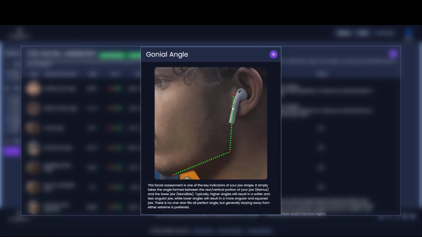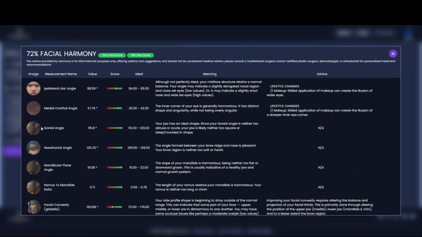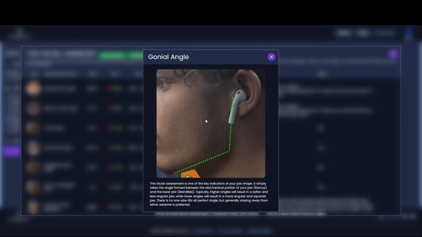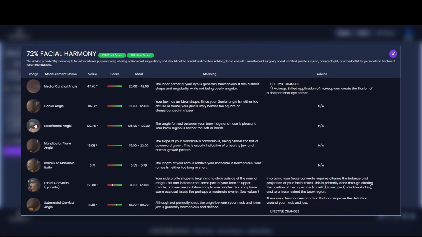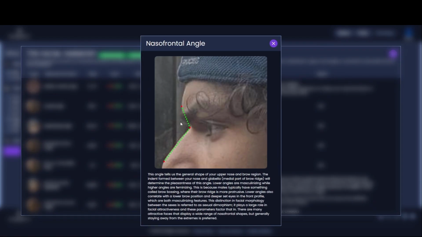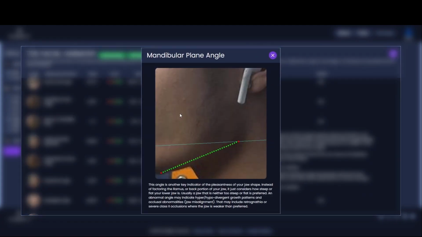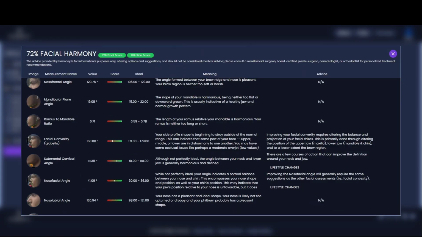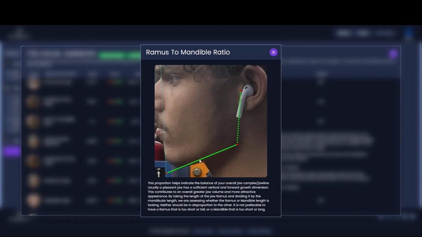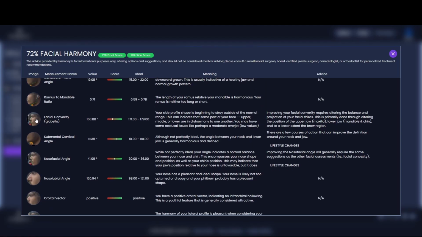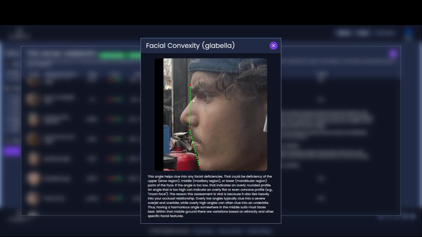Now in terms of the side profile, he actually has a pretty good one. The gonial angle is within the normal ideal range. His brow region is masculinized and preferred. And his mandible is not overly flat either. And he does have a long ramus length, which adds volume to your jaw. One thing that this guy has that the previous guy did not have is a non-ideal facial convexity.